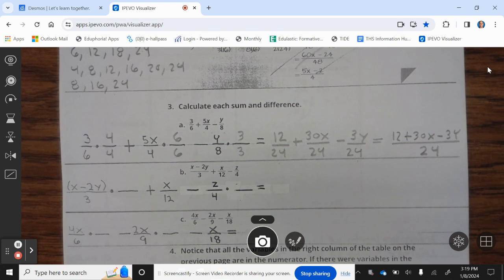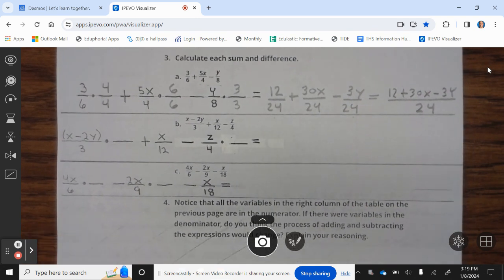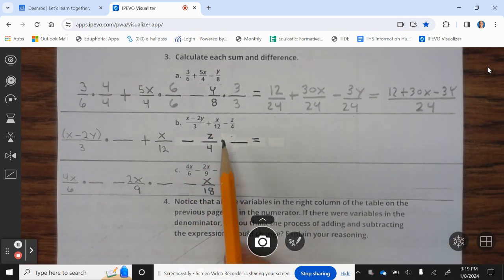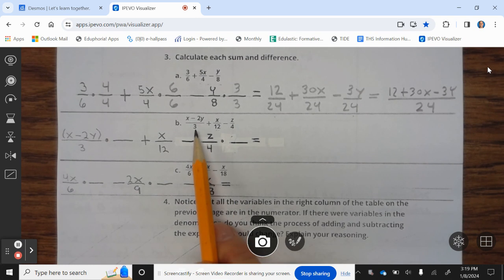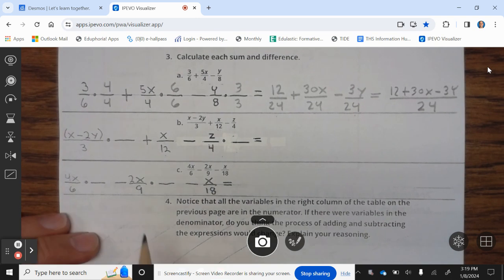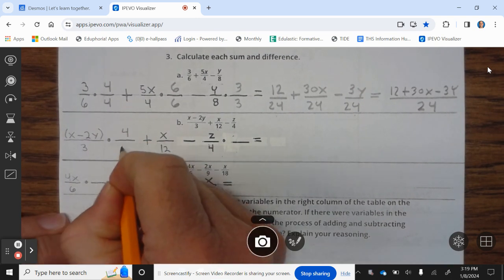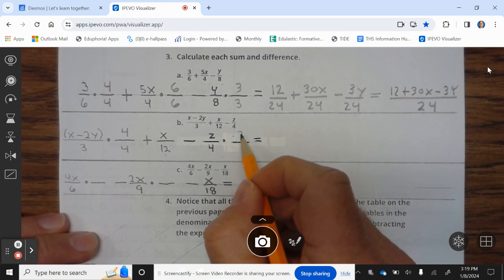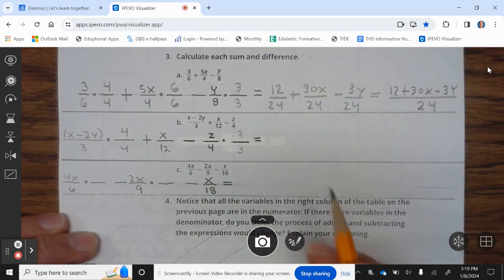All right, now this one, you can see that 3, 12, and 4, well, it's pretty easy to see that 12 is a common number between 3, 12, and 4. So we need to make 3, 12, and 4 into 12. 12 is already 12, so we leave it alone. So we need to multiply this by 4 divided by 4. Like I said, that's 12, so we're good. And we need to multiply this by 3 divided by 3.